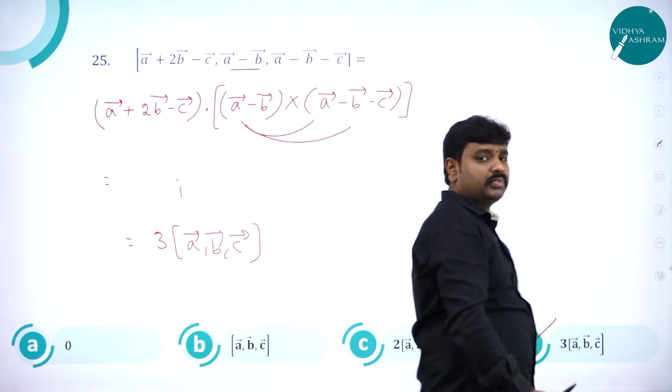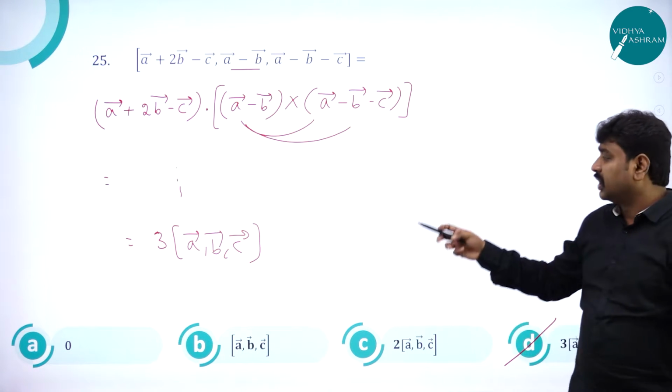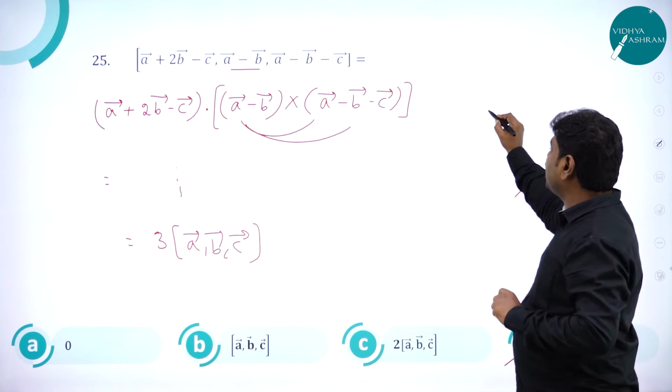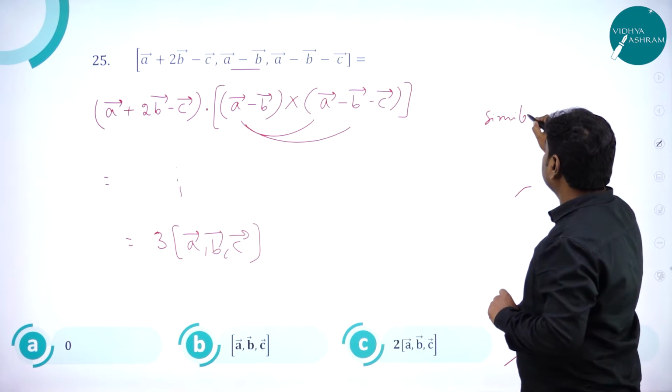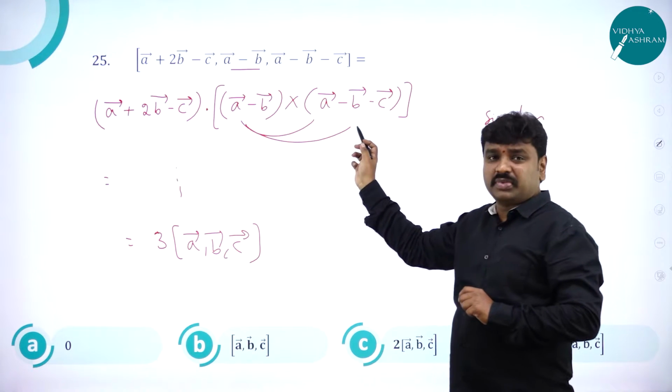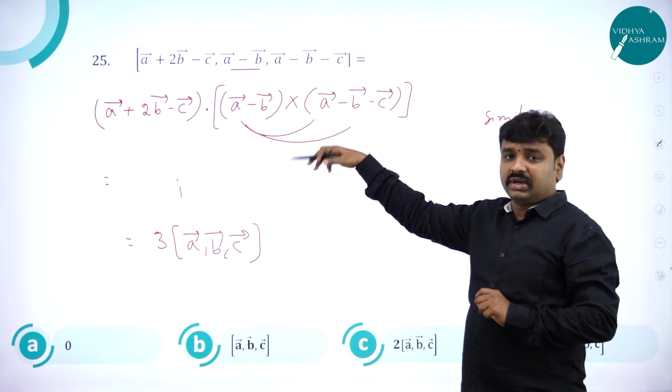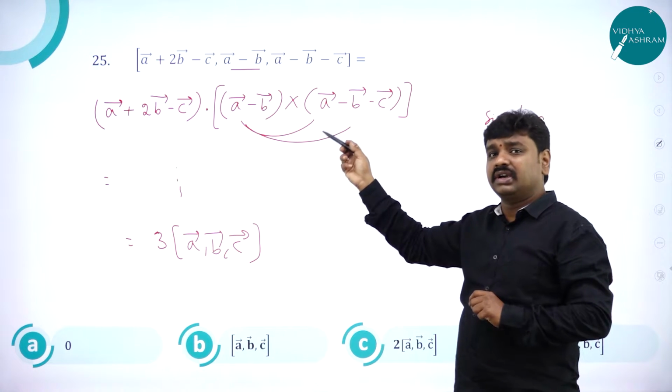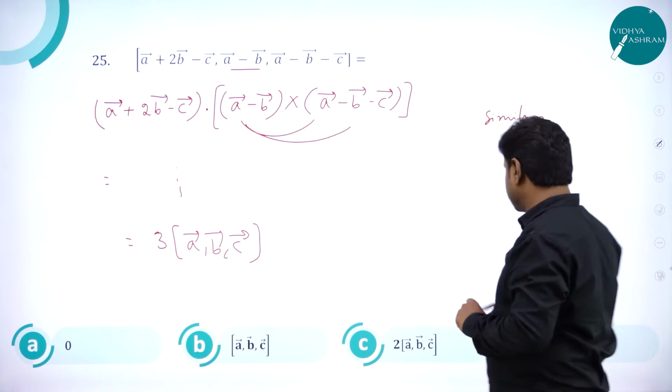It's a direct problem. The box product can be written as a scalar triple product. The hint for solving this problem is that a similar cross product gives you 0. Similar means A cross A is 0, B cross B is 0, and A cross minus B can be written as B cross A, and A dot B cross C is the same as B dot C cross A. Like that you can apply and get the result.